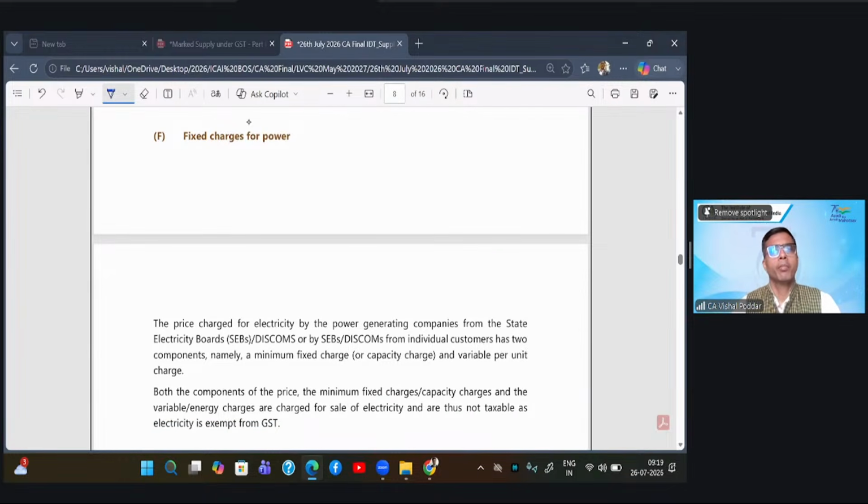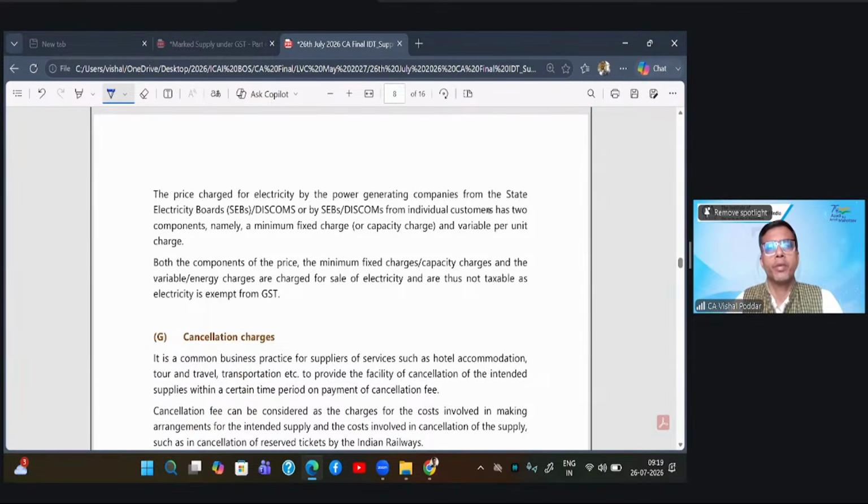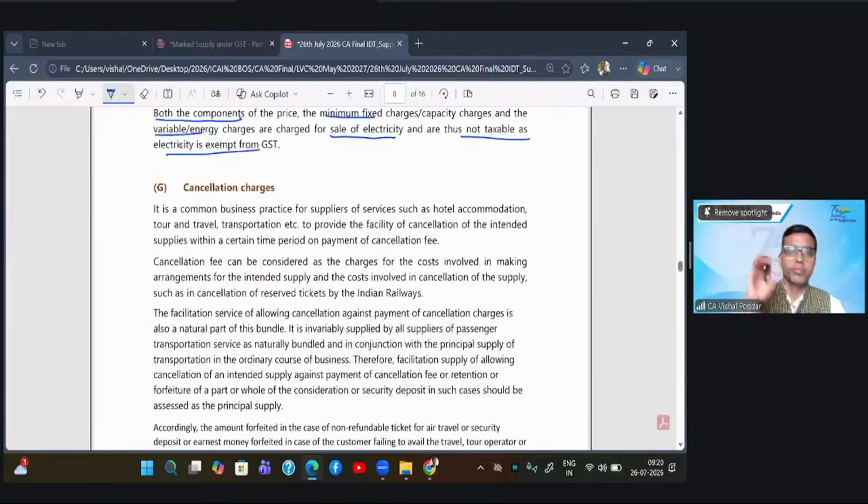Then in your electricity bill, you have a minimum charge or a fixed charge. A question arose that what will be the tax treatment of this fixed charge? Please remember one thing. Presently, electricity has been exempted from GST. Hence, whether your component of the electricity bill is a fixed charge or it is a variable charge, which is dependent upon how much electricity you have used, both are sale of electricity, and hence for the time being they are exempted from GST.